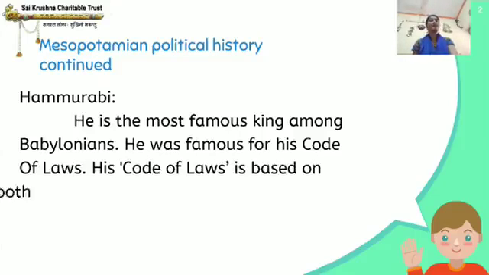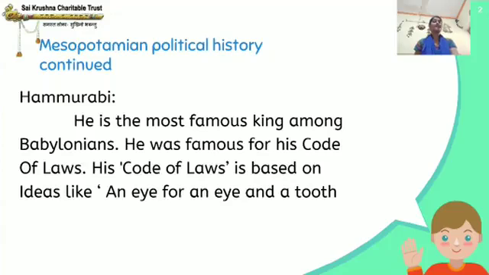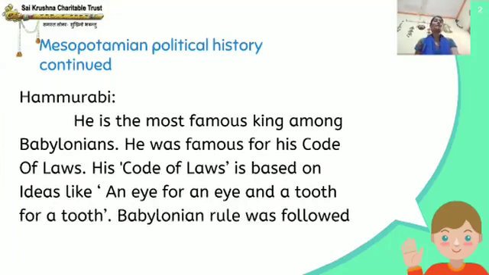His code of laws is based on ideas like an eye for an eye and a tooth for a tooth. So what does this mean? It means if someone does something wrong, that person will be punished by having the same thing done to them. For example, if one fractures another person's eye, he will also get fractured in the eye in return. Understood?